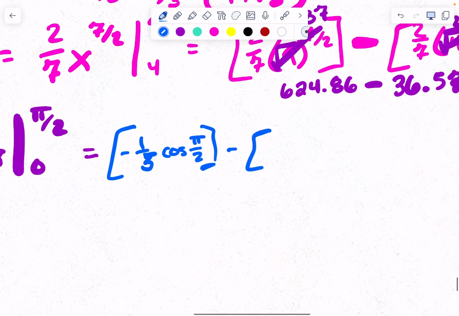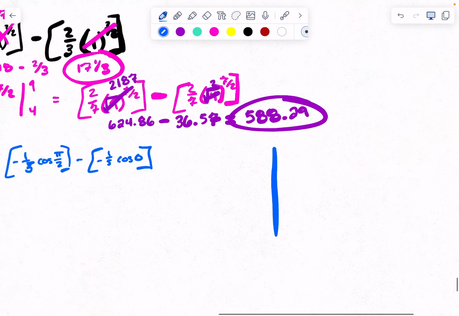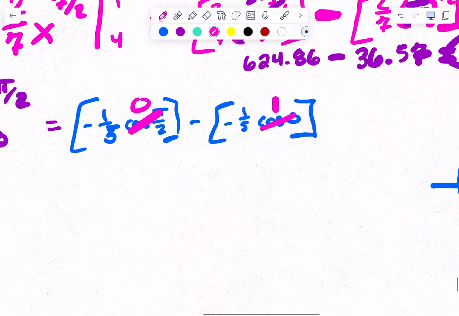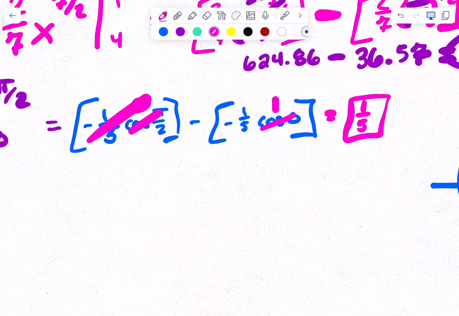minus negative 1/5 times cosine of 0. If you have your unit circle, you can do your unit circle. 0 is 1 comma 0, and cosine is the x coordinate. So cosine of 0 is 1. Pi over 2 is 0 comma 1, so cosine of pi over 2 is 0. So 1/5 times 0 is 0. That's gone. Minus a negative 1/5 times 1, which is positive 1/5. And that's my answer.